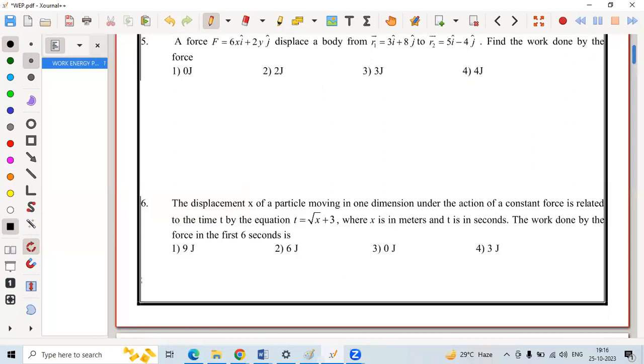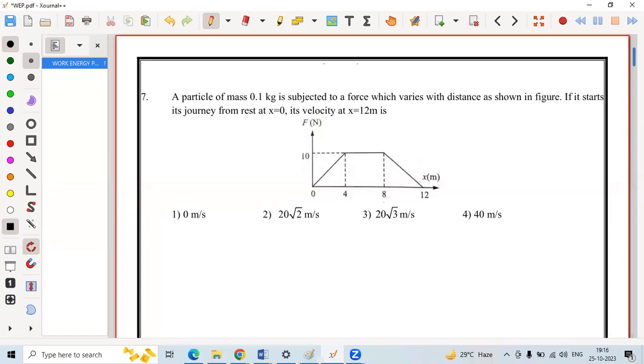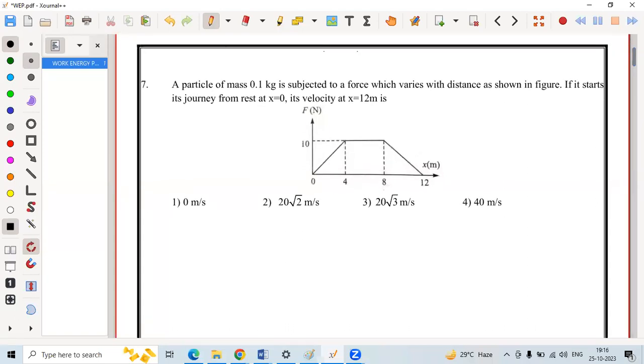Then I'll give you a bit easier question. Try to solve this question. All our previous questions, I spent nearly 4 hours to cut and copy from previous NEET and JEE. A particle of mass 1.1 kg is subjected to a force which varies with the distance as shown in the F-s graph. If it starts its journey at x equal to 0, its velocity at x equal to 12 is? I want the velocity at x equal to 12. Come on, do it. All of you please try it. Today if time permits, we'll start a new chapter.